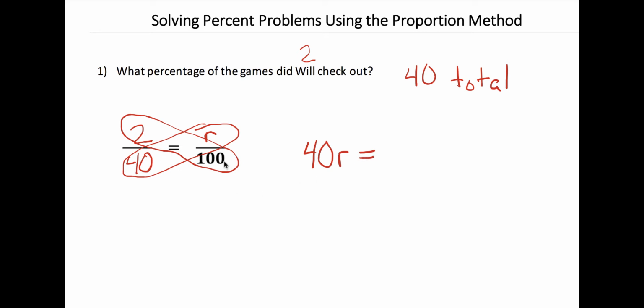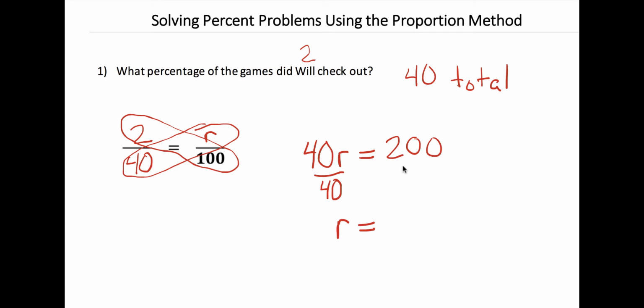And 2 times 100 is, last time I checked, 200. 2 times 100 is 200. Now, I need to get this R by itself. And 40 R's is the same thing as 40 times R. So if I divide, which is the inverse operation of multiplication, if I divide 40 times R by 40, it gets rid of the 40. And it leaves R all by itself, right?